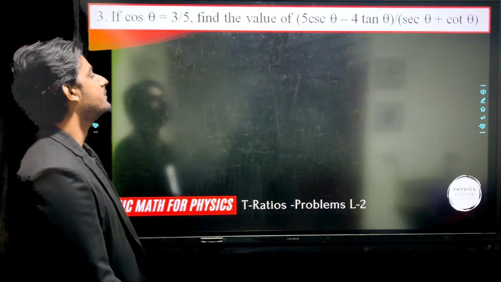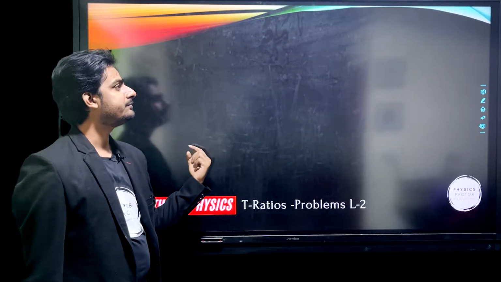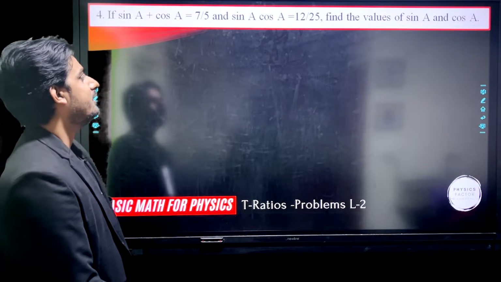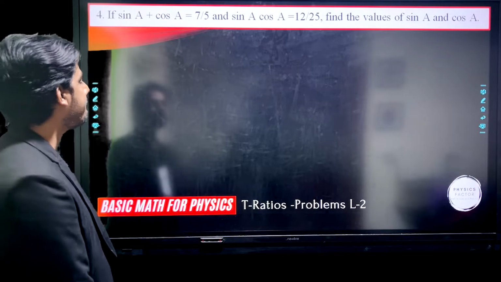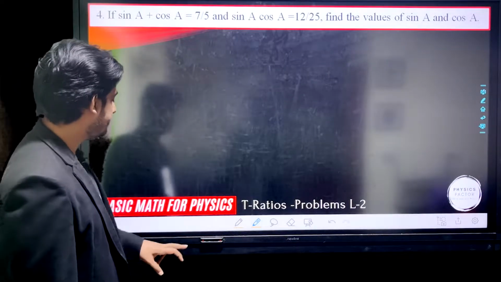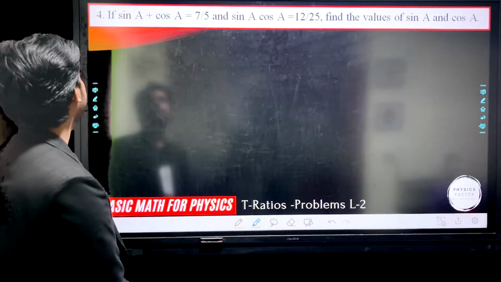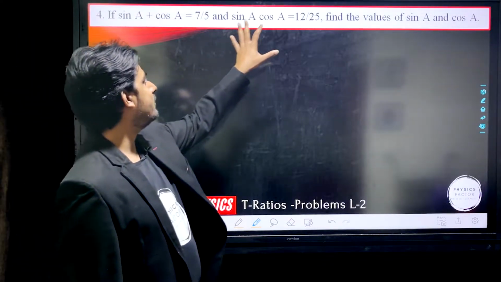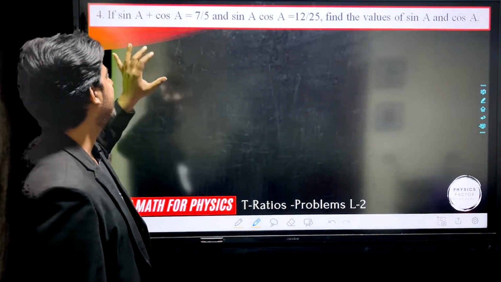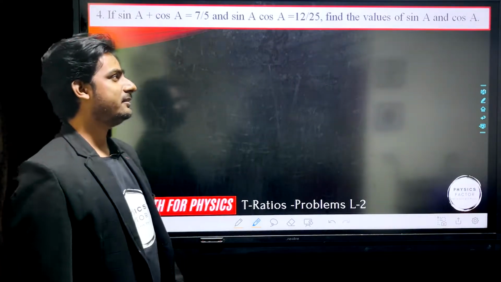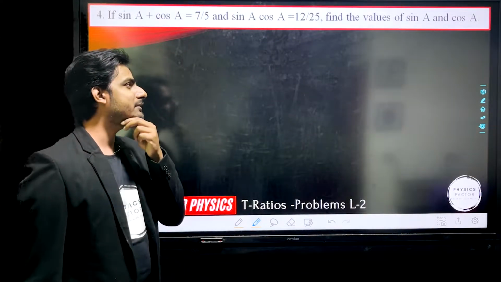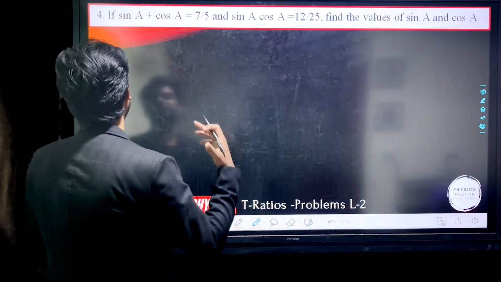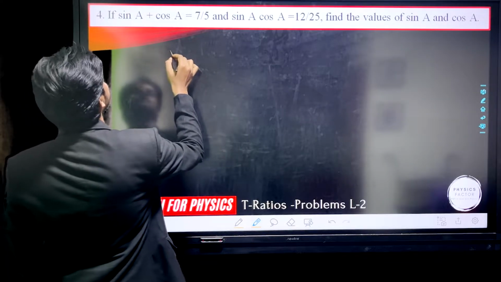So that was question number 3. Let's move to the next question. Question number 4. Now the difficulty level may increase slightly. So let's see what the question asks. The question is: sin A plus cos A is 7 upon 5 given, and sin A cos A value is given as 12 upon 25. From this data you need to find out the values of sin A and cos A. Two equations, two variables. We can solve it, but there is an easier method using trigonometric identities.